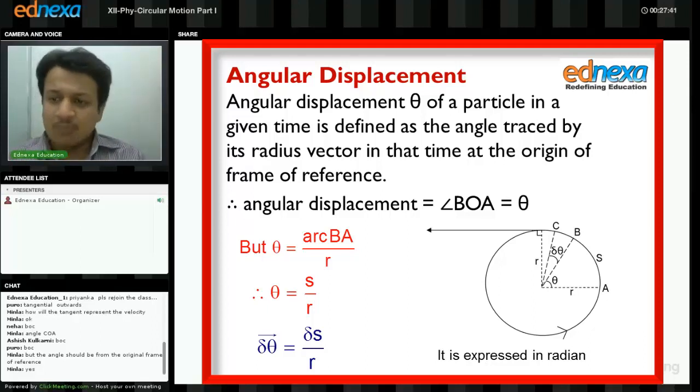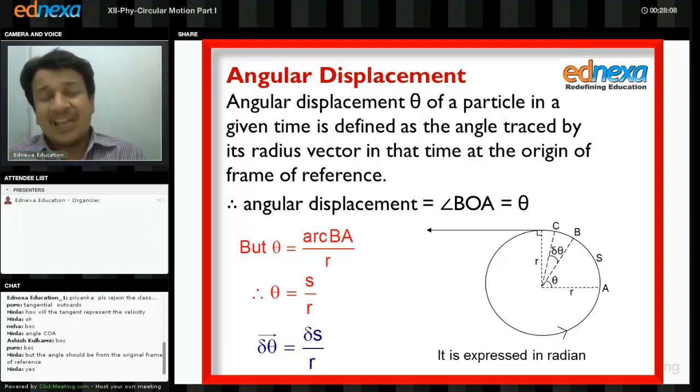Similarly, for a smaller angle delta theta, COB is delta theta, that is a smaller angle. Let BC be delta S. So delta theta is equal to delta S upon R. Angle equal to arc upon radius.